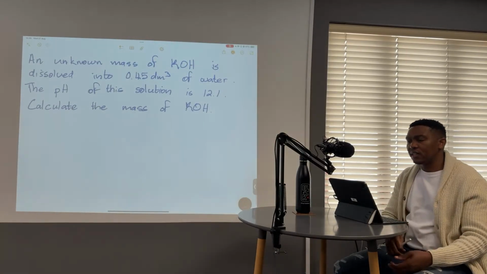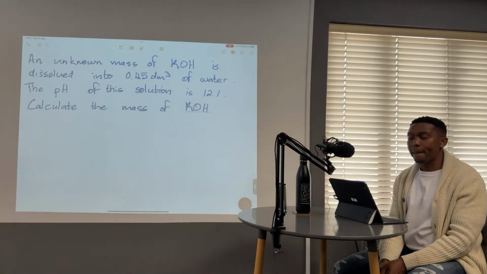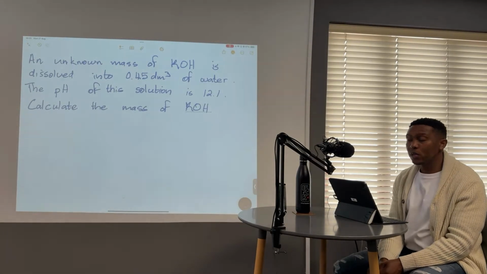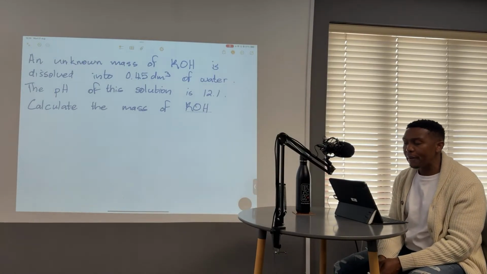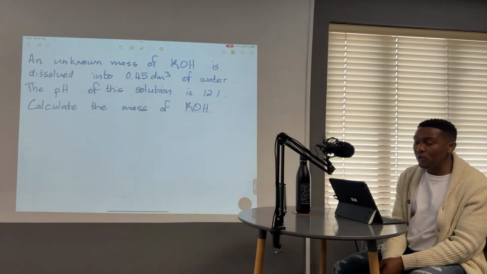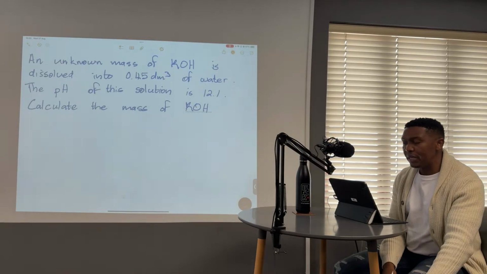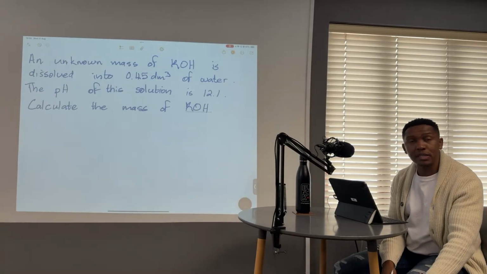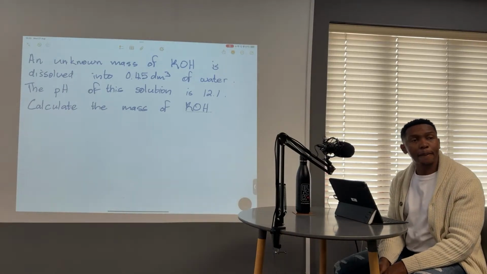So we've got an unknown amount of potassium hydroxide that is dissolved into 0.45 cubic decimeters of water. The pH of this solution is 12.1. So what I'd like for you to do for me is to find out what the mass of potassium hydroxide is.